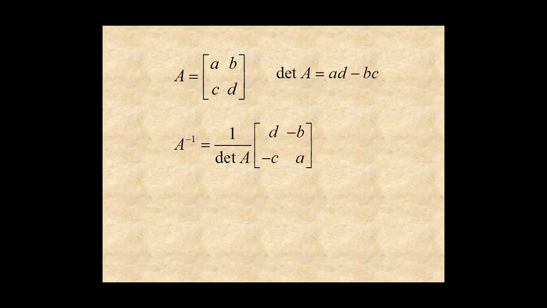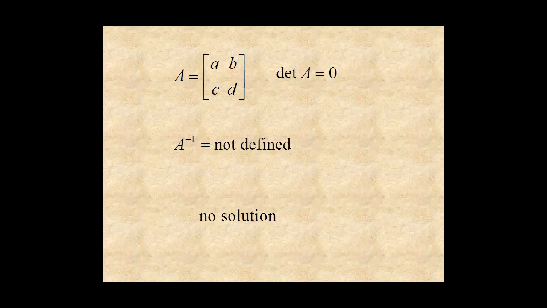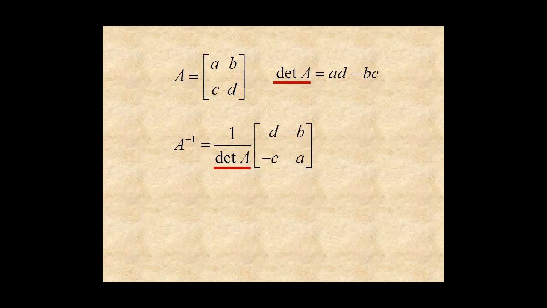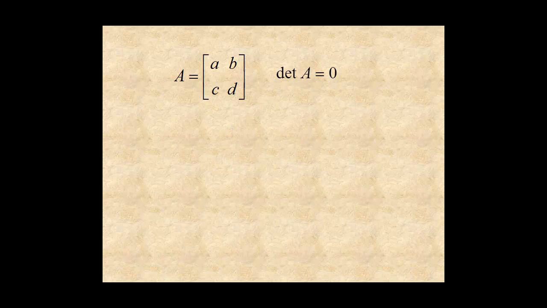Going back to the formula, the number in front of the matrix is 1 divided by the determinant of the original ABCD matrix. Realize that if the determinant is 0, since division by 0 is not defined, the inverse of the matrix is not defined, which means the matrix equation has no solution, and therefore the linear system has no solution. So, if the determinant of the coefficient matrix is 0, the linear system has no solution.